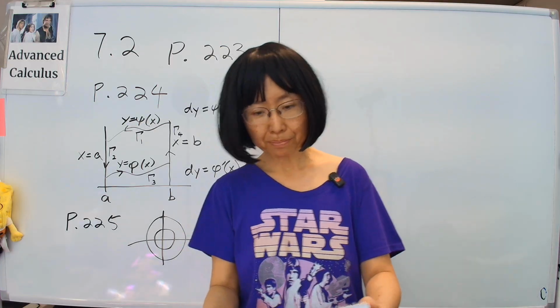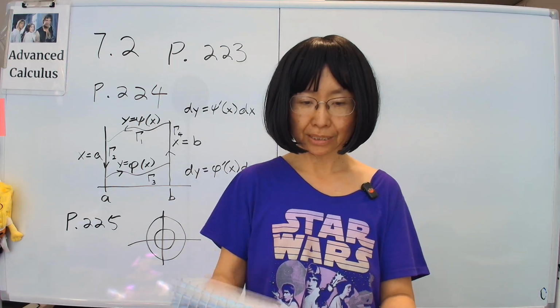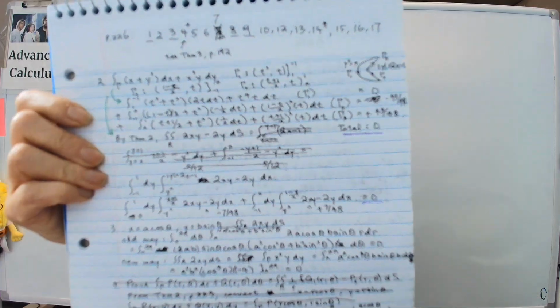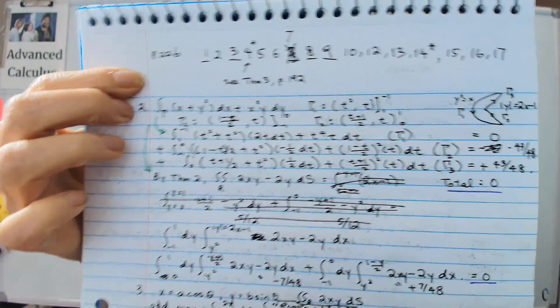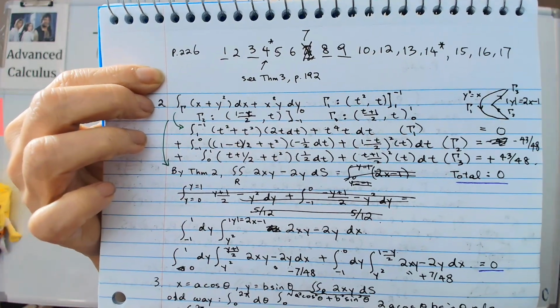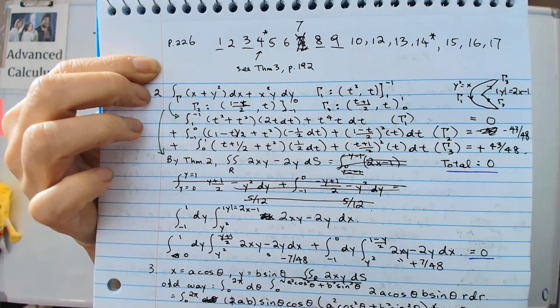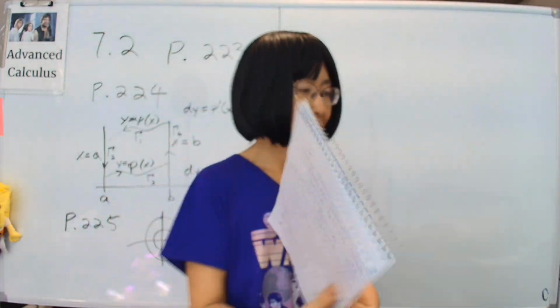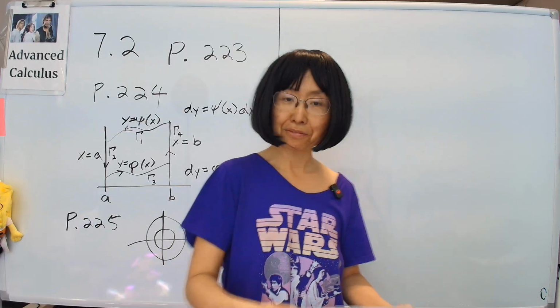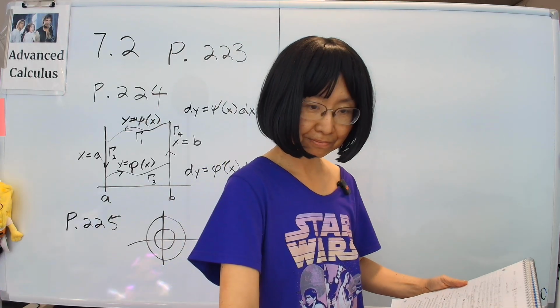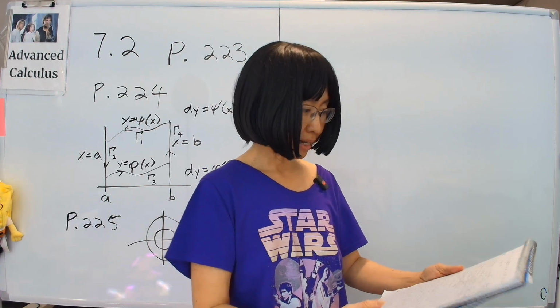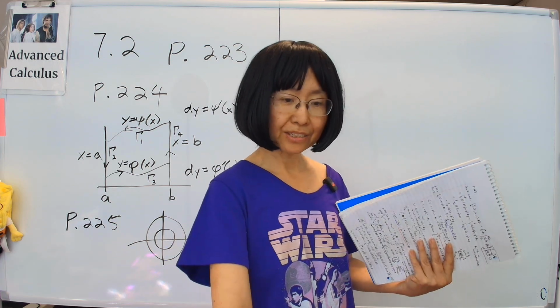So for homework, please do page 226. All the problems except 11, I believe. So go 1, 2, 3, 4, 5, 6, 7, 8, 9, 10, and then 12, 13, 14, 15, 16, 17. Yeah, that is that. And when you're done, I want to talk about all of them. And I'll finish this section in the next video.